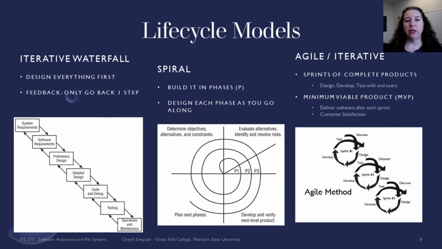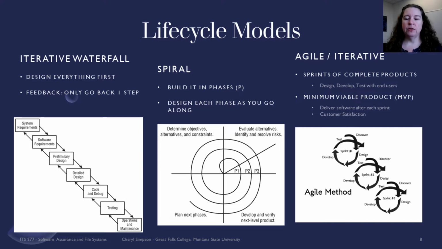Iterative waterfall only goes back 1 step, and there are 7 steps in an iterative waterfall. So from system requirements to software requirements, then we have our preliminary design and our detailed design. Then we actually write our code, debug it, test it, and then put it into operations. 7 steps. But with the iterative, you're allowed to go back 1 step at a time to make sure that the feedback from the future step is implemented, and we can keep going around that way.